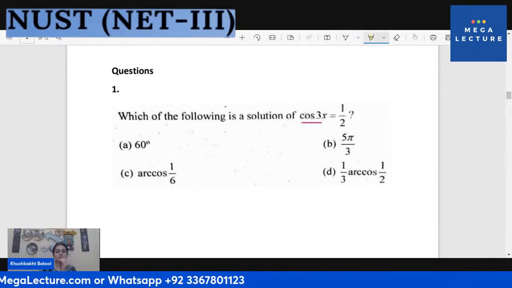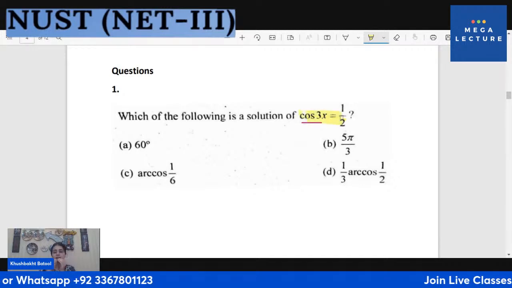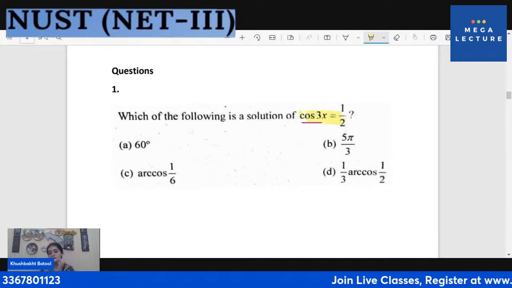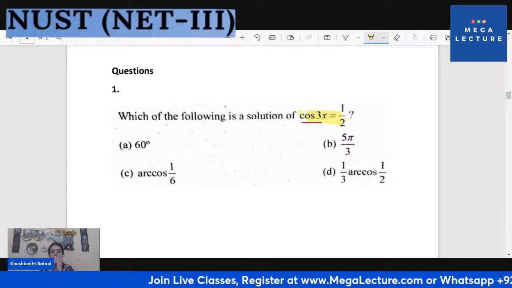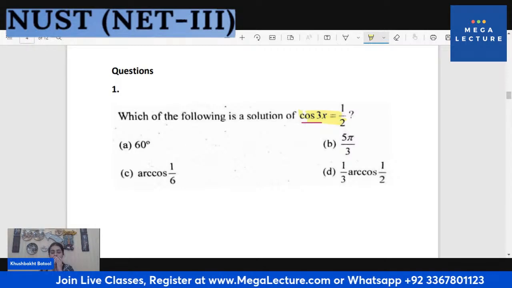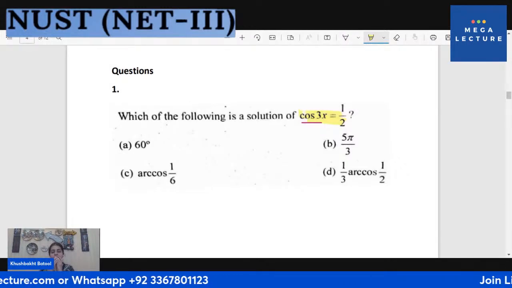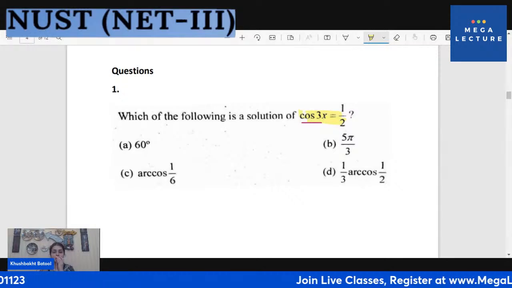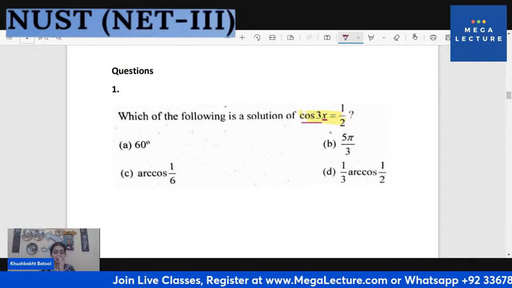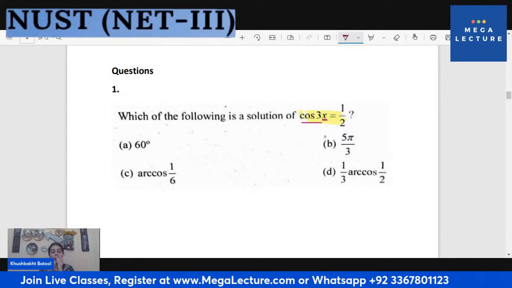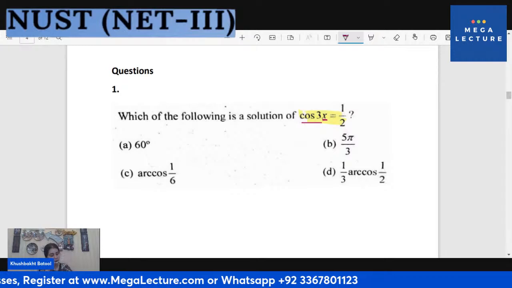Now, my first question is, what exactly is this? This is a trigonometric equation. Why is it a trigonometric equation? Because it has an equality sign as well as a trigonometric function. Fair enough. How do we solve any equation? We solve any equation by finding out the value of the unknown variable. What is the unknown variable here? This is your unknown variable.